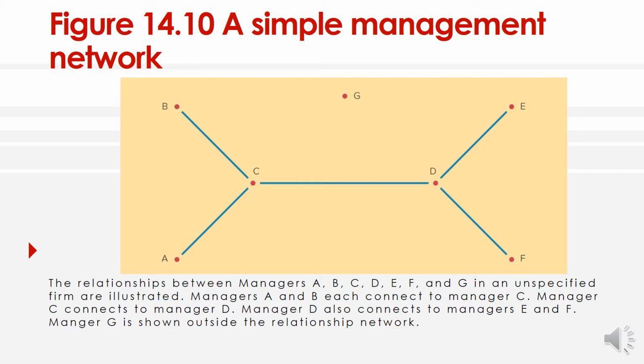Figure 14.10, a simple management network. These figures show the simple management networks available in international business and some of what we call organizational structure that we consider at the international level. It shows the relationship between managers A, B, C, D, E, F, and G in an unspecified firm. Managers A and B each connect to manager C, and manager G is shown outside of the relations of the network.